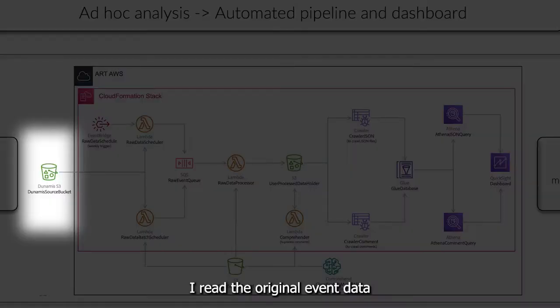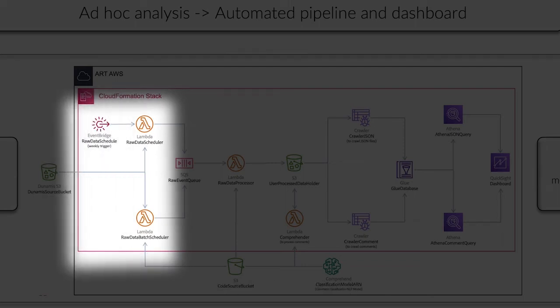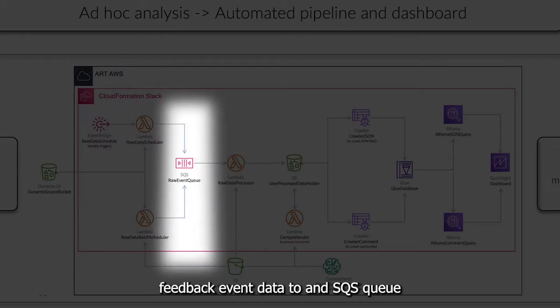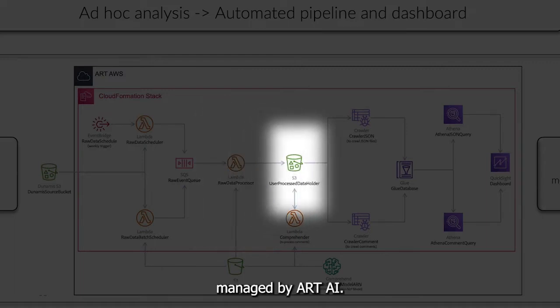Let me explain. I read the original event data from Dunamis S3 storage using 2 serverless Lambda functions, one to process in batch, one connected to an EventBridge trigger for every Sunday. The function pushes new feedback event data to an SQS queue and will be processed by another Lambda function. Event data is cleaned, filtered, and transformed into JSON files and written to an S3 bucket managed by Art AI Lab.